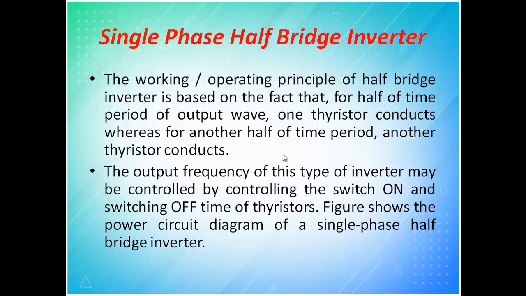So you have to turn on the switch such that you turn on for 0 to 10 milliseconds the positive half switch and 10 to 20 milliseconds the negative half switch. You will get an AC waveform of 50 Hz.